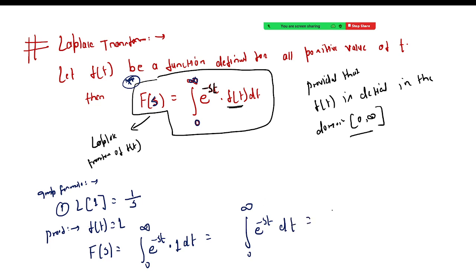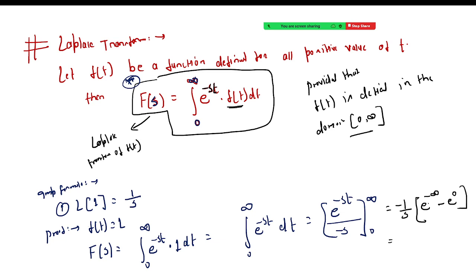So the integration of the exponential function is e to the power minus st divided by minus s. And now I'll substitute the limits of the integration, because this is a definite integral, right? So once I substitute, I'll take common minus 1 upon s, times e to the power minus infinity minus e to the power 0, right? So e to the power minus infinity becomes 0, and e to the power 0 becomes 1. So finally you will get 1 by s. So your Laplace of 1 is equal to 1 by s. So we have proved this.